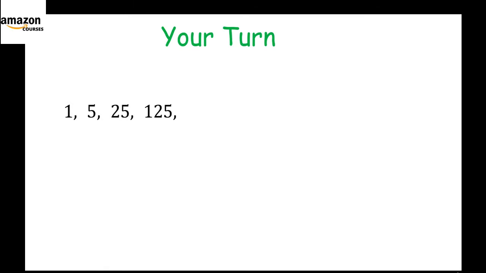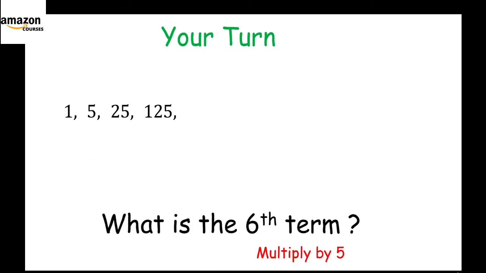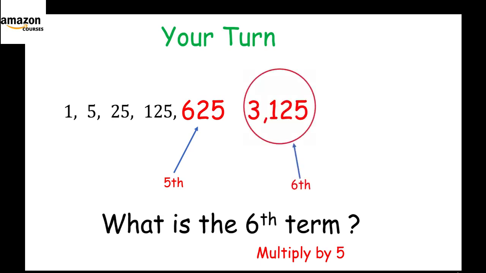Now you think through, what should you do here? What should you divide? 5 divided by 1, 5. 25 divided by 5 is 5. Common ratio is 5. What's the 6th term? Just 5 times the previous term. And what is the 6th term? 5 times that previous number.